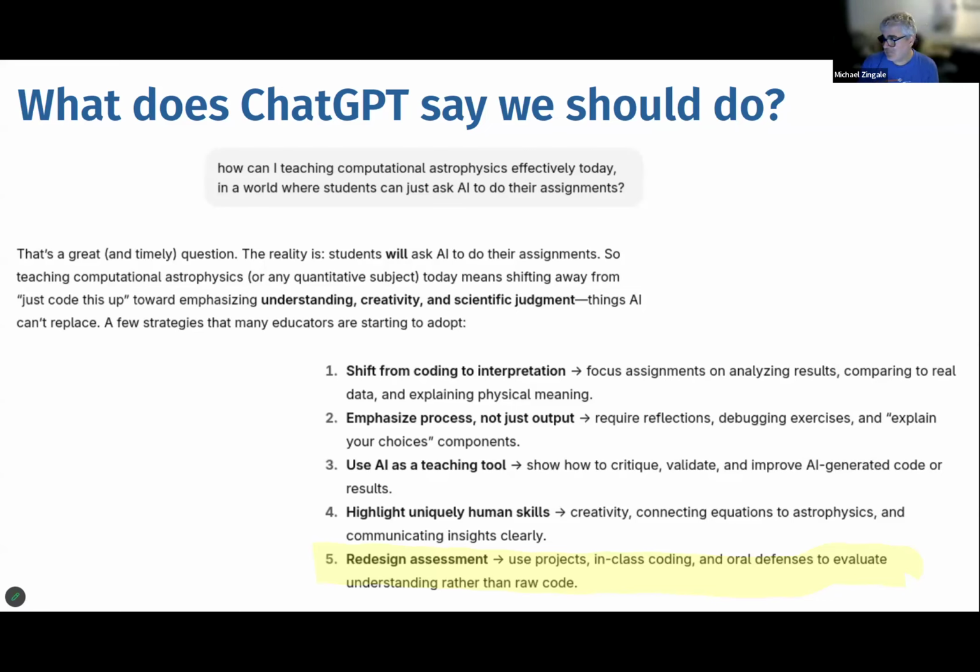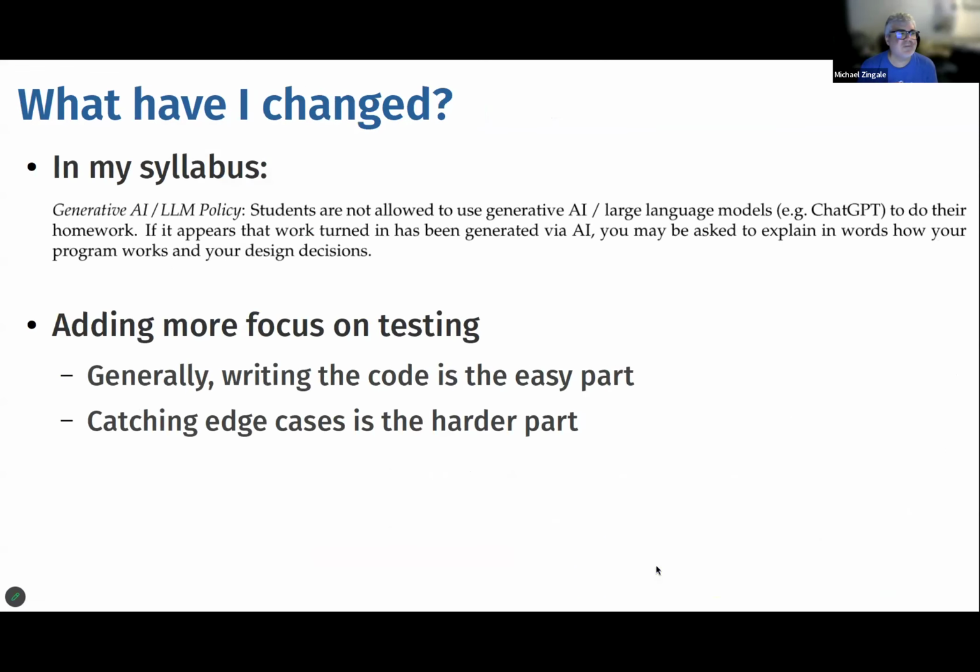And AI hasn't seen that new knowledge because it hasn't been created yet. And then redesign assessment. So use projects in class, coding, oral defenses. I like that one. In my syllabus so far, I don't ban AI.